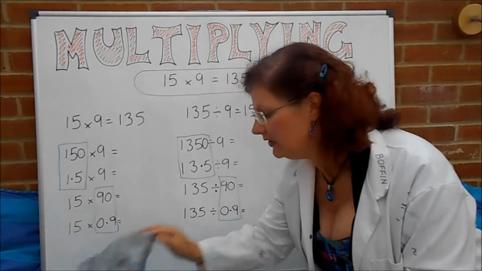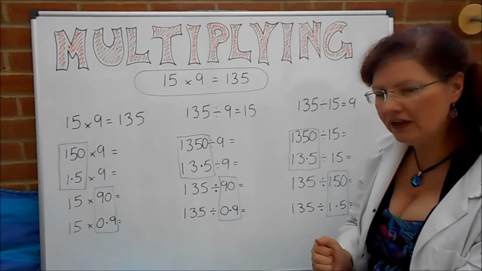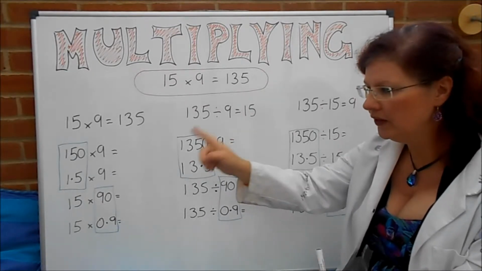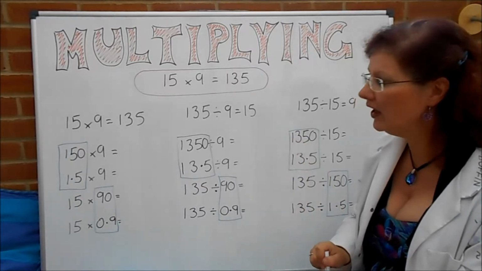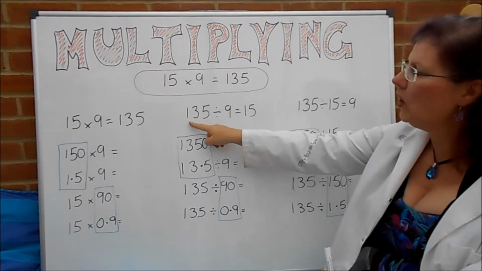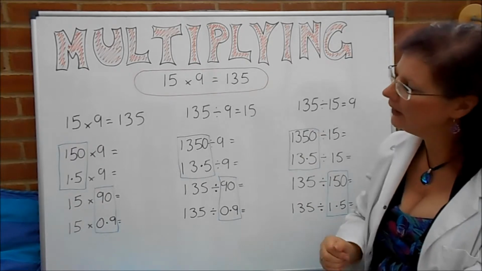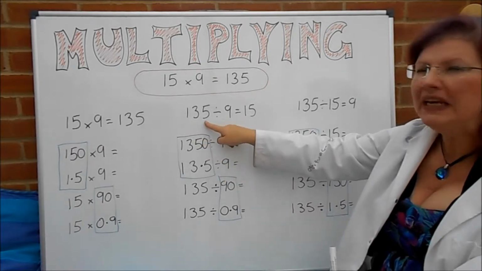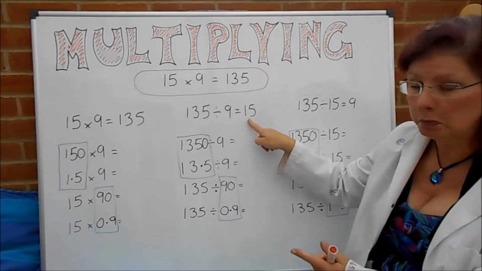So what I'd like you to do is get your pen and fill in as many of these as you are comfortable with. The multiplies should be quite easy, but I'm just going to show you one of these divides just to see what happens. Okay, we've got 135 divided by 9 is 15. Okay, so 135 peanuts shared between 9 elephants means they get 15 each.